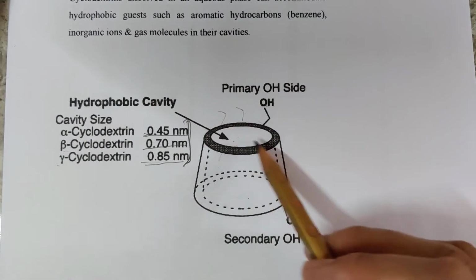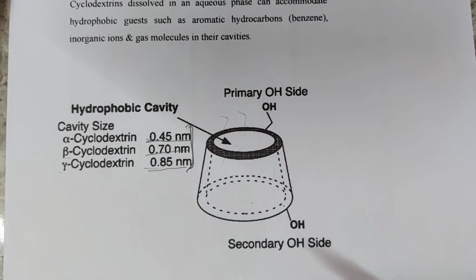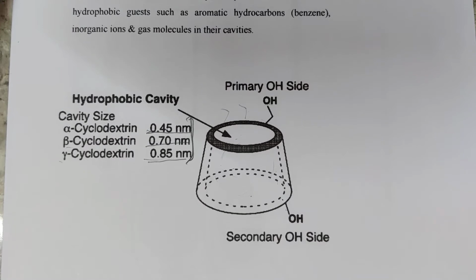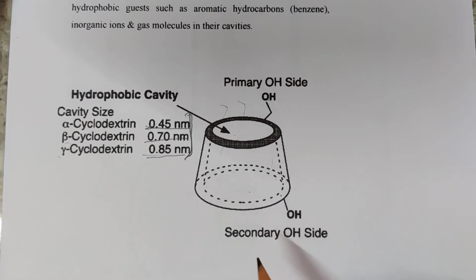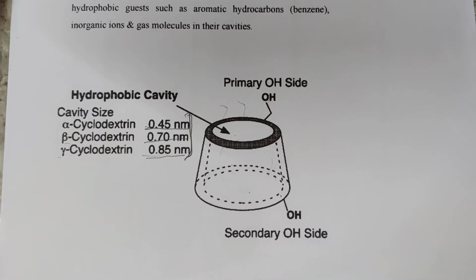So this is a hydrophobic cavity, so it could accommodate molecules like hydrocarbons. Aromatic hydrocarbons could easily come and accommodate into these cavities. Your neutral gases, inorganic ions, all those can come and accommodate into these cavities. Now, how are cyclodextrins useful?